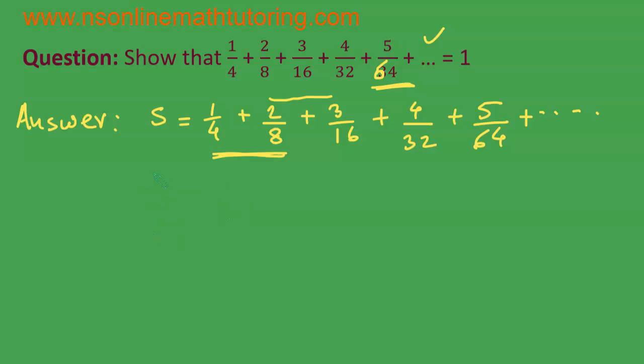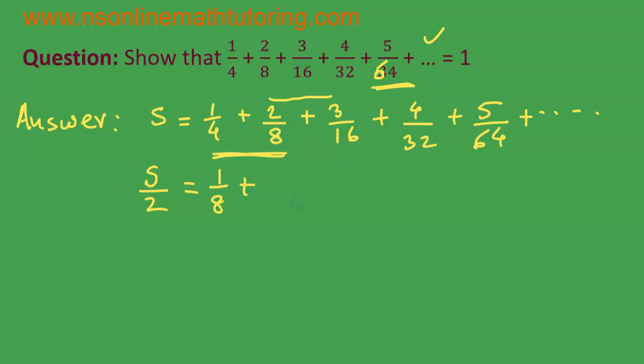so the next thing that we will be doing is dividing the entire equation by 2. So it is S over 2. 1 over 4 divided by 2 is equal to 1 over 8.